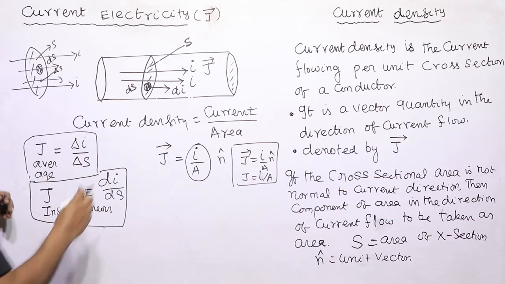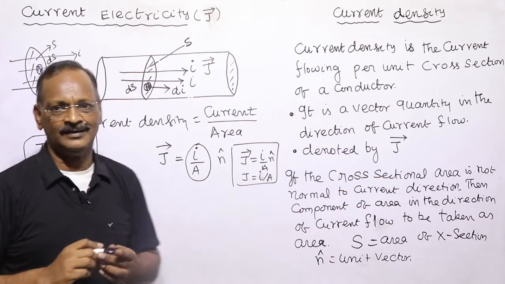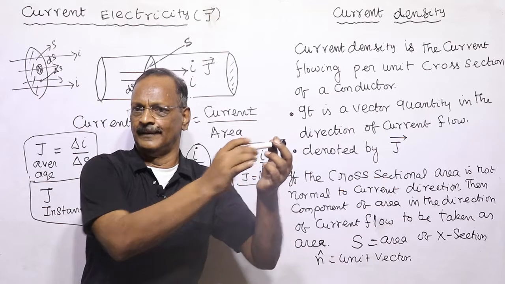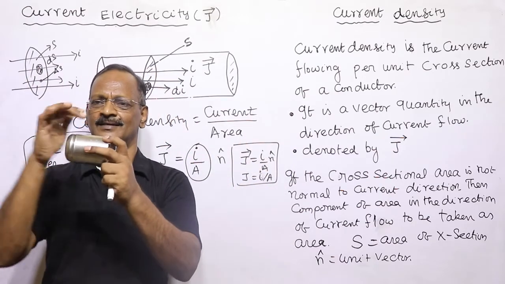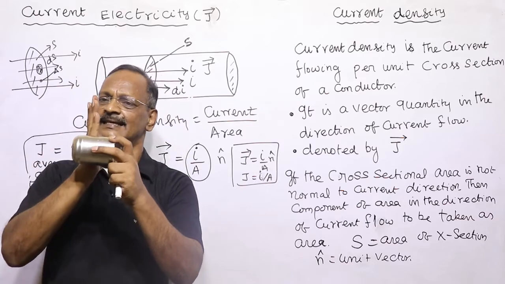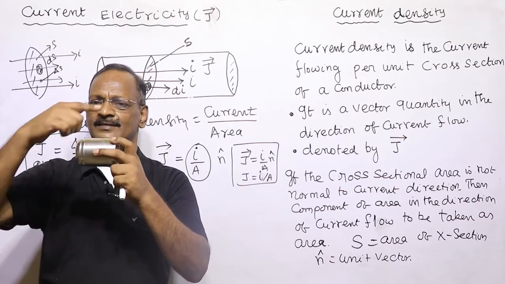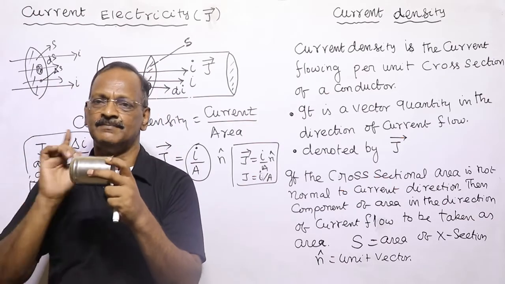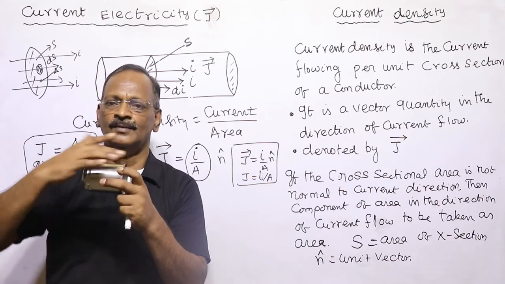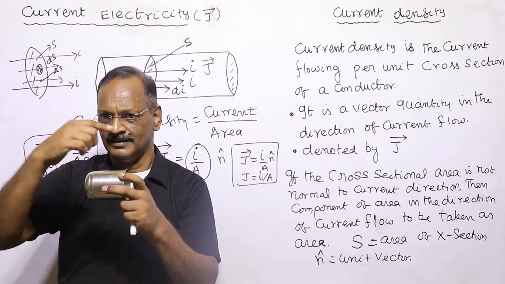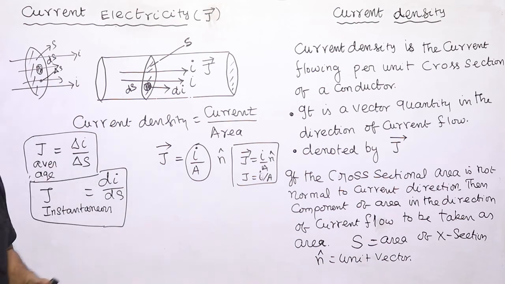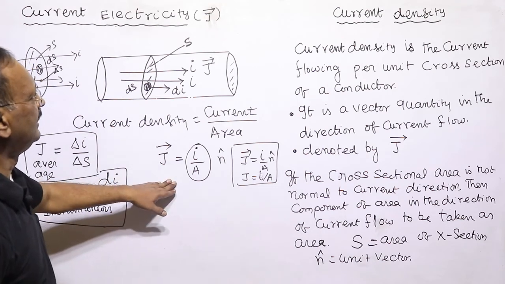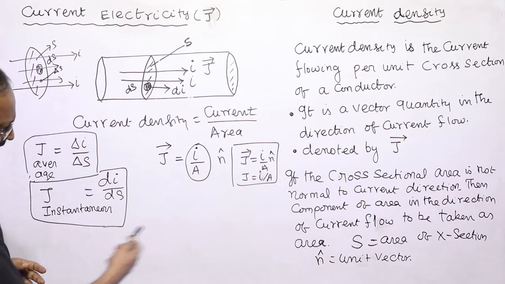What is the area of cross section? This is the way current is flowing, and the area of cross section is, if you cut this one and look through this side, that is the area of cross section, and current is flowing this way. It means the current should flow perpendicular to the area. In that condition, we can write current density like this. So S we can write as area of cross section.